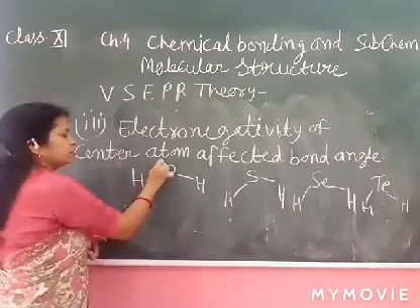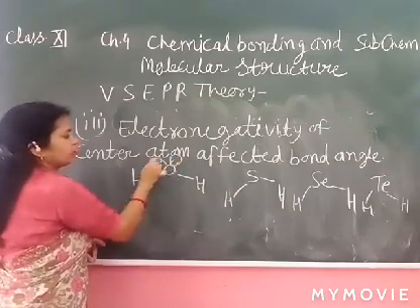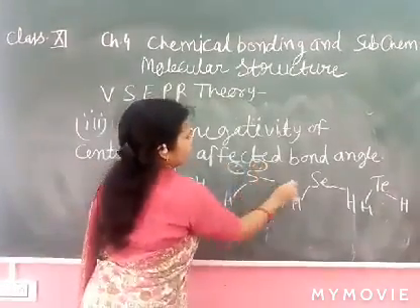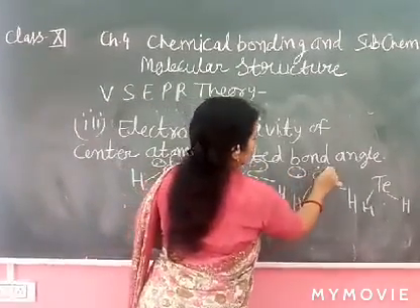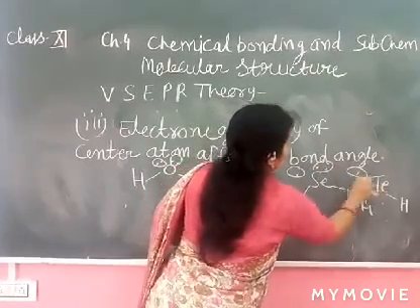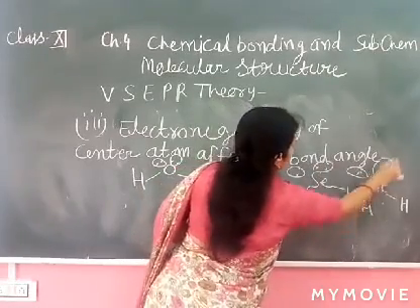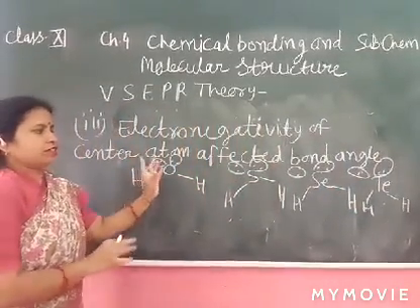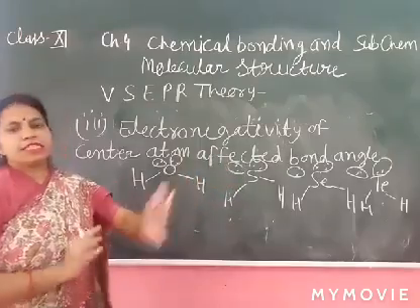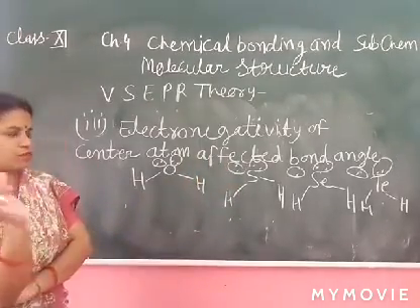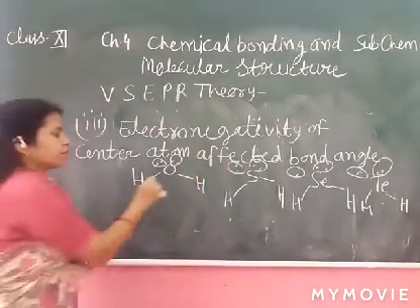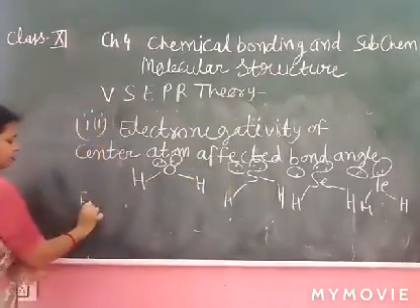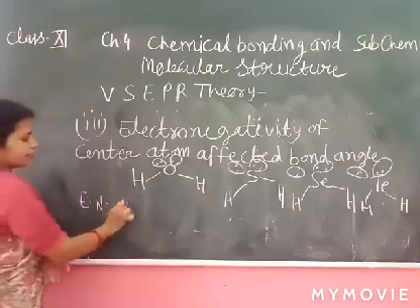H2O has 2 lone pairs. Here again 2 lone pairs. The lone pair is similar in all conditions. It means the lone pair is the same in the oxygen family. So what happens in the center atom? The electronegativity of the center atom.